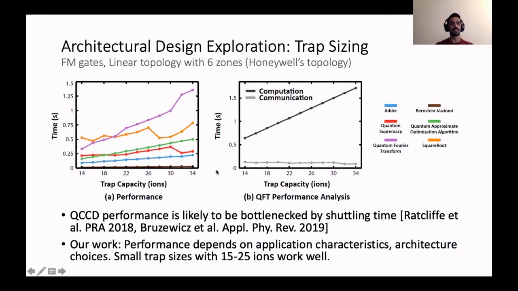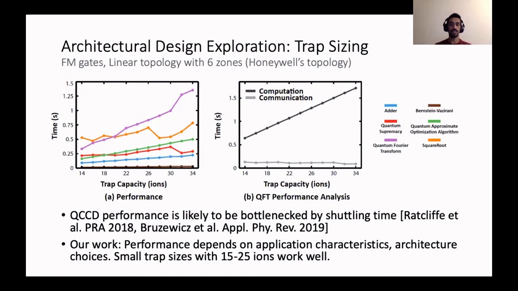So you can see that as trap capacity increases, for almost all the benchmarks, the performance becomes worse. There are some applications like square root, which are relatively independent of the trap capacity. That is, their performance does not worsen monotonically with increasing capacity. And if you look at one of these cases, for example, QFT, where we look at the split up of compute and communication time, we can see that the compute time is what dominates the overall execution time, and it increases linearly with increasing trap capacity. So this is because the gate time in larger traps is much higher.